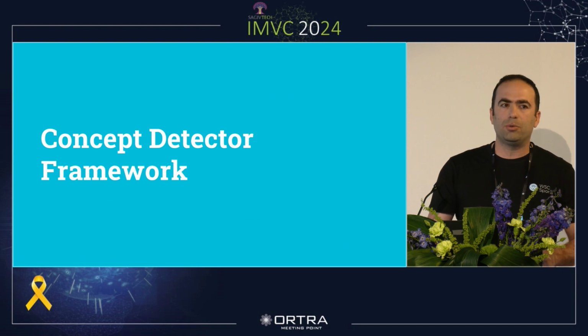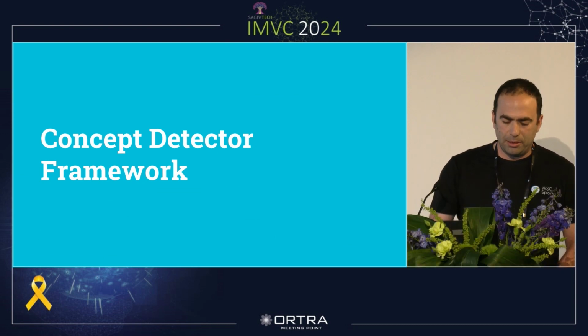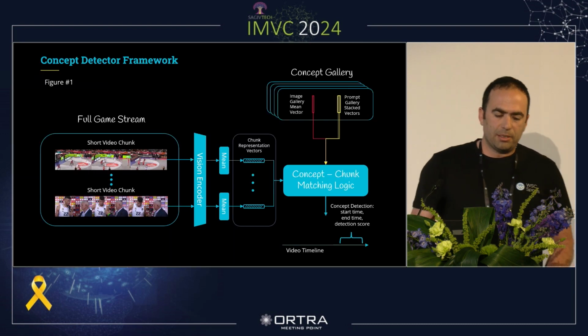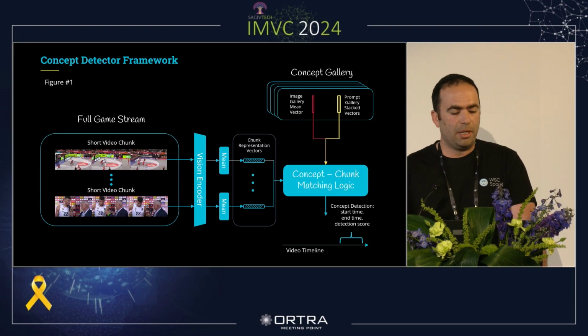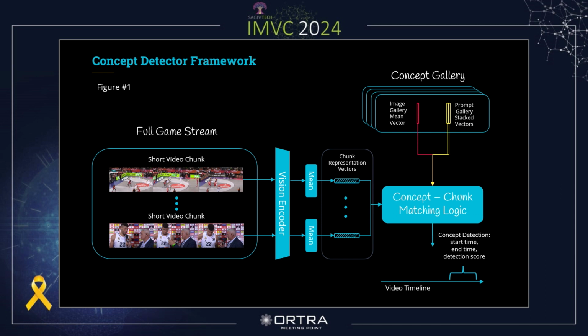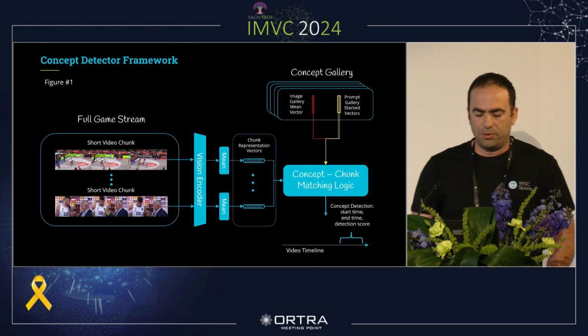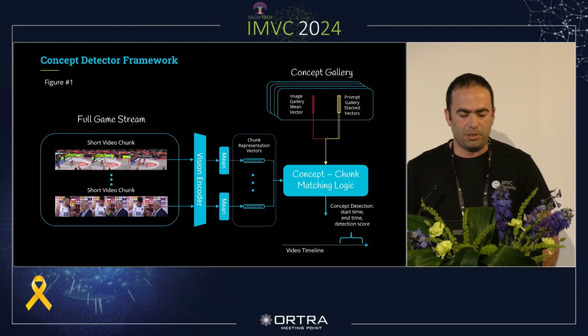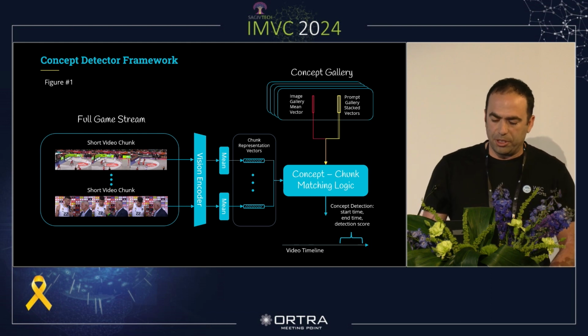So now let's see how those 2 modalities combine together into one framework in inference. So we start with the full stream. We capture the full stream during a live game, and we extract 2 frames per second. Those frames go through the vision encoder, which is CLIP. Then we perform averaging, and we get the chunk representation vectors. The size of the chunk will be the size of the window of averaging.